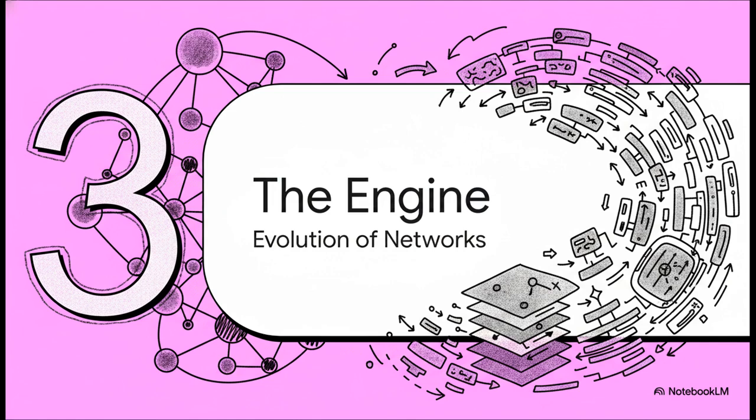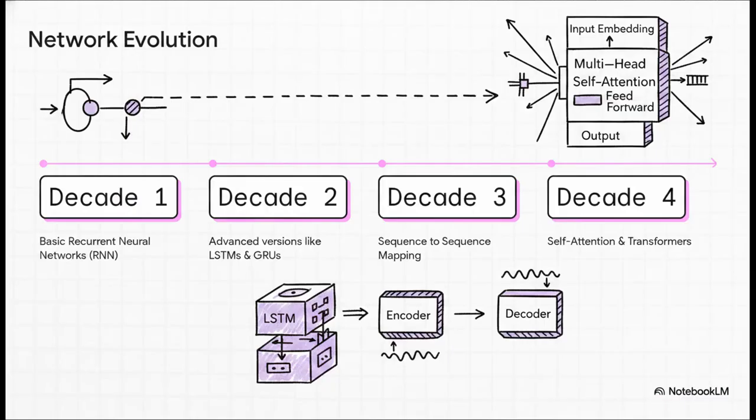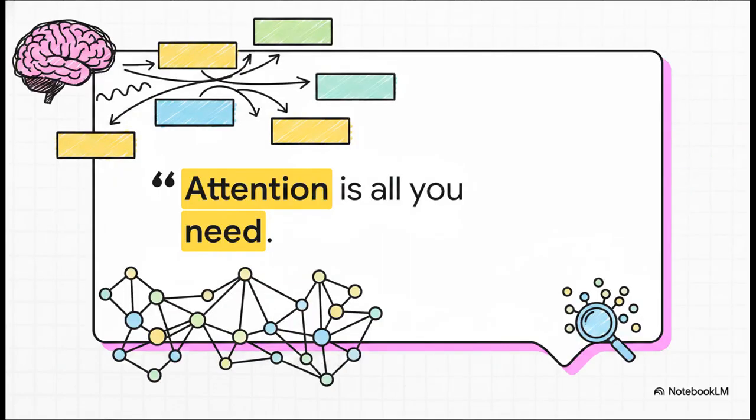Section 3. The Engine. The Evolution of Neural Networks. To really grasp how we reach this absolutely unprecedented level of creation, we've got to look under the hood at the engine. Early recurrent neural networks used basic feedback loops to process sequences. Then, decades passed, and the tech evolved into more advanced versions like LSTMs and eventually sequence-to-sequence mapping. But the absolute game changer, the architecture powering pretty much every major LLM today, that arrived in the form of self-attention and transformers.